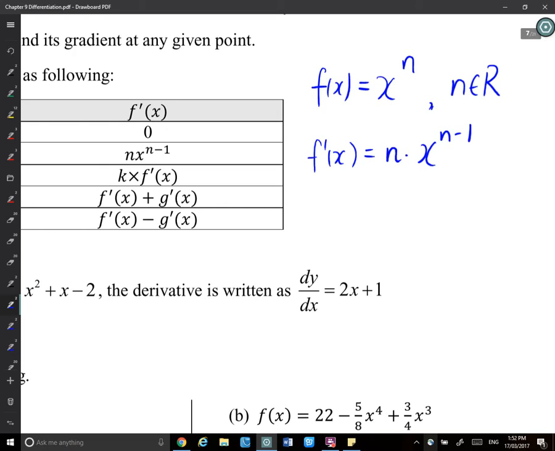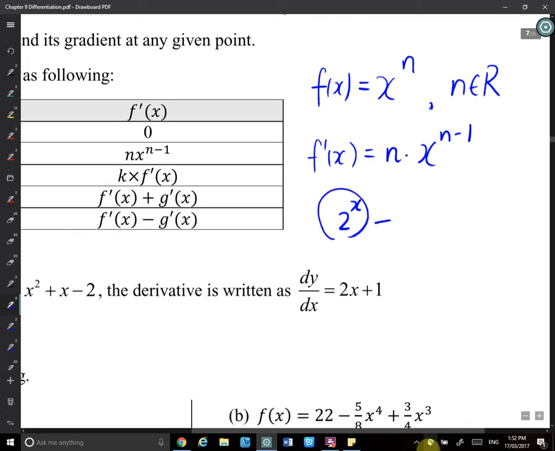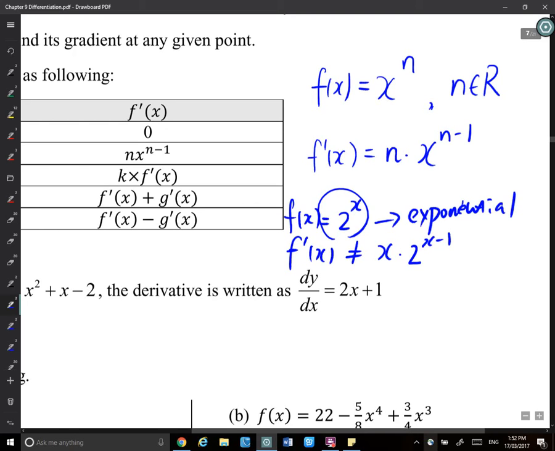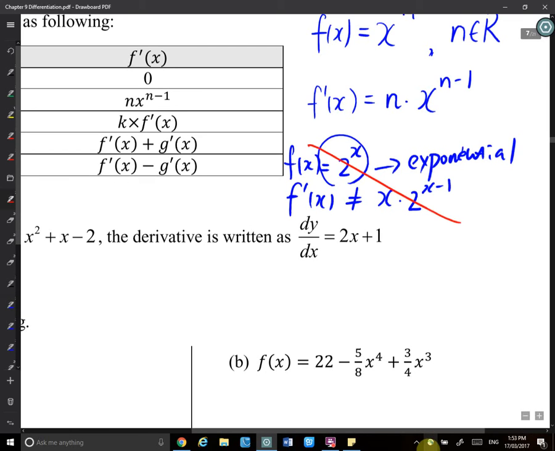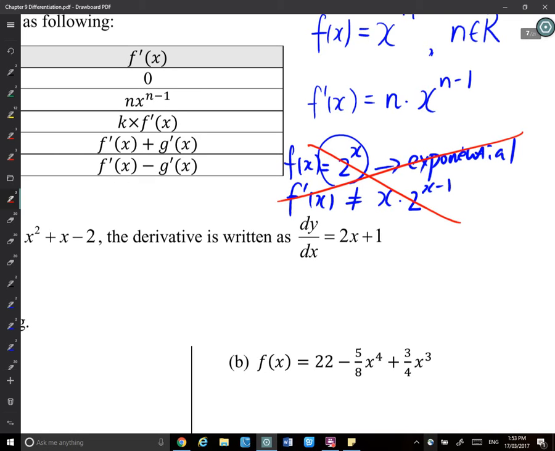But remember, do not confuse x to the power of n with 2 to the power of x. That is an exponential. If f of x equals that, f dash x is not x times 2 to the power of x minus 1. Do not create your own rule. The power must be a number to use that rule. If your power is x, that's exponential and you can't use that rule. That is wrong. We will learn exponential differentiation later.